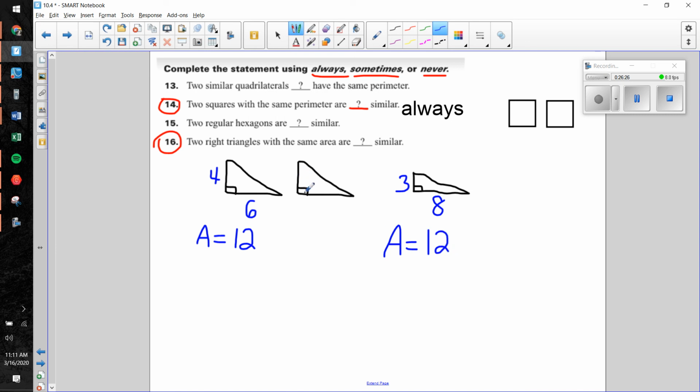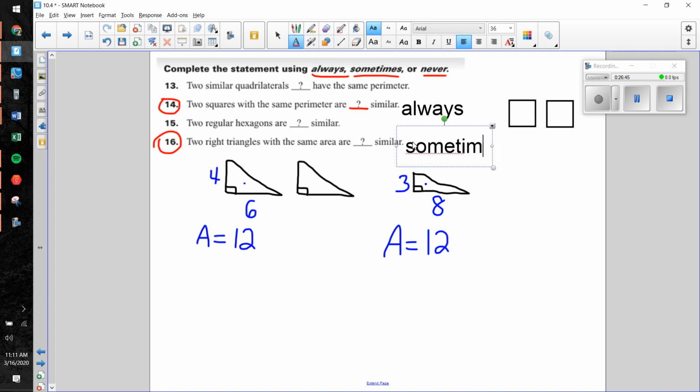So here are two figures right here with the same area, both 12, with the same dimensions of 4 and 6, that are similar. But if I look at this triangle and this triangle over here, they've got the same area and they're not similar. So anytime you can make this happen, where the statement can be true or it could also be false, that's going to be a sometimes for problem number 16.